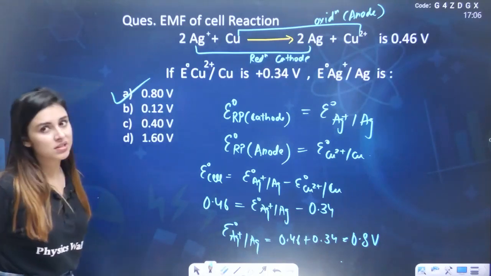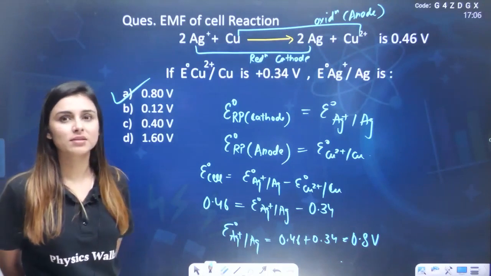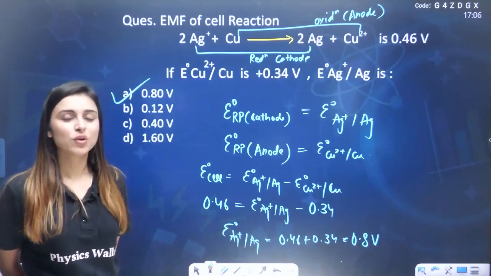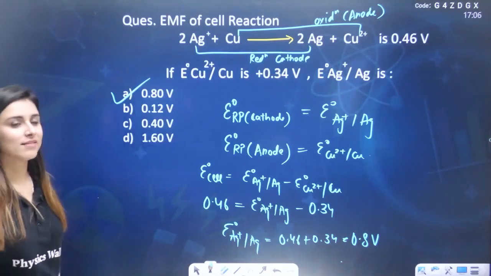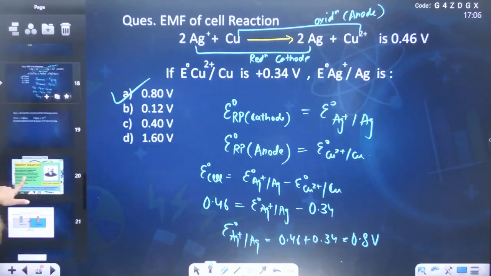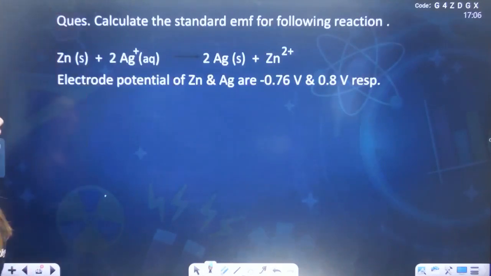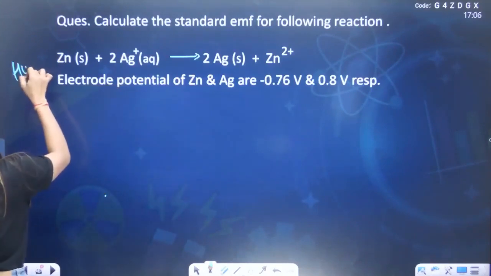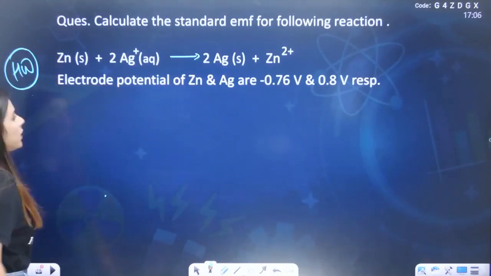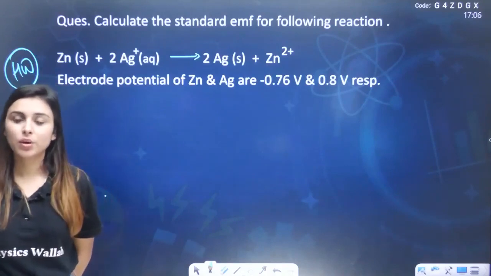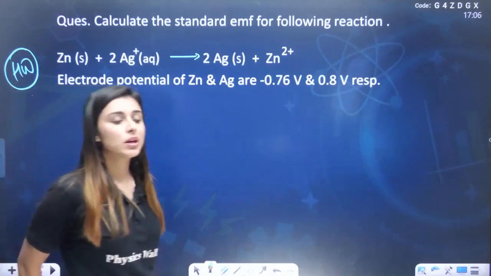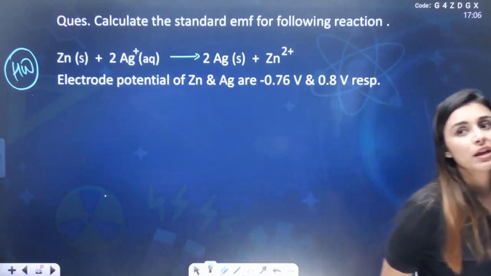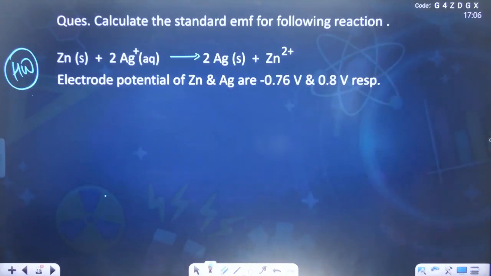This was the easiest question which could have been asked. Let's see, you have another question. Can I give you this question as your homework? Because it is exactly the same type of question we did earlier. So this will be a homework question. Try to do this question yourself and then we'll move forward.